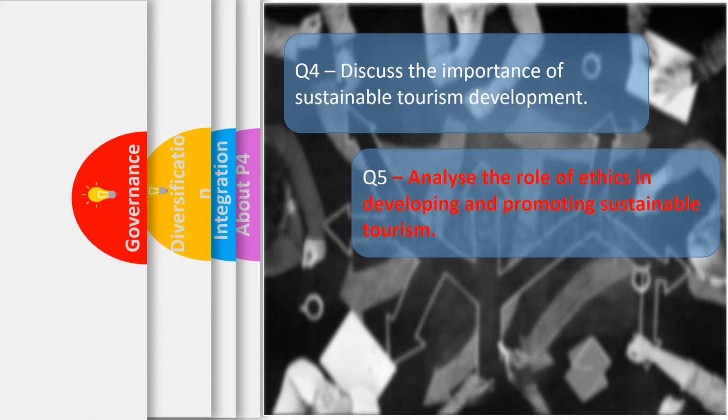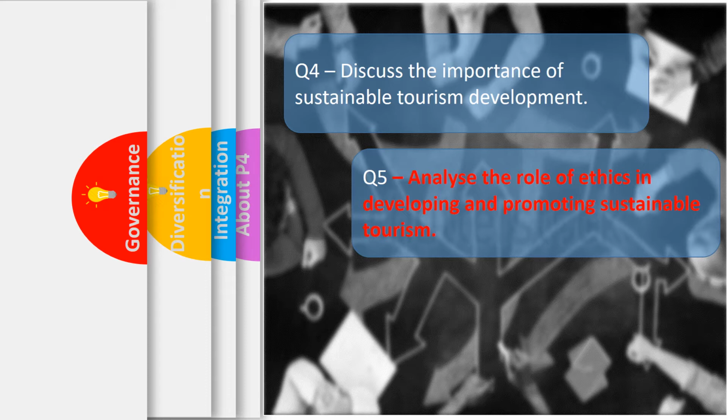The second question, question 5, says to analyze the role of ethics in developing and promoting sustainable tourism. So again, the key word here is to analyze. Analyze means how one factor affects another. How does one factor affect another? How does COVID-19 affect the tourism and hospitality industry? Well, it's had a big impact in terms of social distancing, it's shut the majority of these businesses down, and a lot of businesses will be going out of business and people will be made redundant as a consequence of this. That's how one factor affects another.